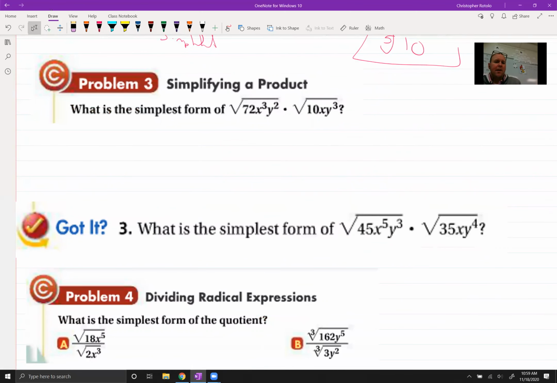All right, so here's what I mean. I don't want you to put these together, right? It seems like a lot of work. So this is 72 and 10. I am going to put my x's together. So I get x to the fourth and y to the fifth. Now I want the square root of that.